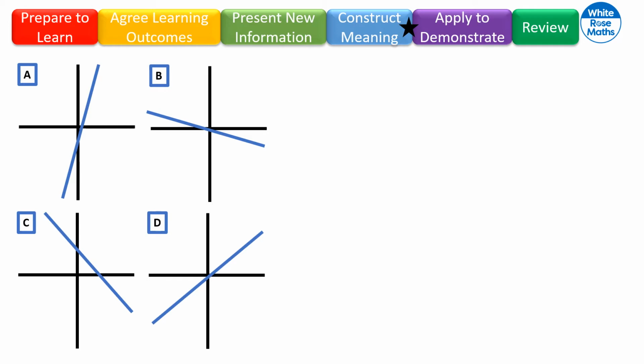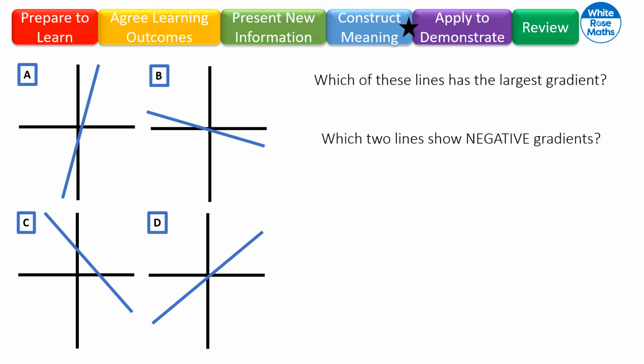We're going to have a look at these four graphs. I've got four lines with no numbers on there at all, but we're looking mainly at how steep these lines are. Which of these lines do you reckon has the largest gradient? Remember, gradient is steepness, and the steeper the line, the bigger the gradient. Looking at those pictures, we should be able to see that A has the steepest gradient because it's the steepest line, so it's got the biggest one.